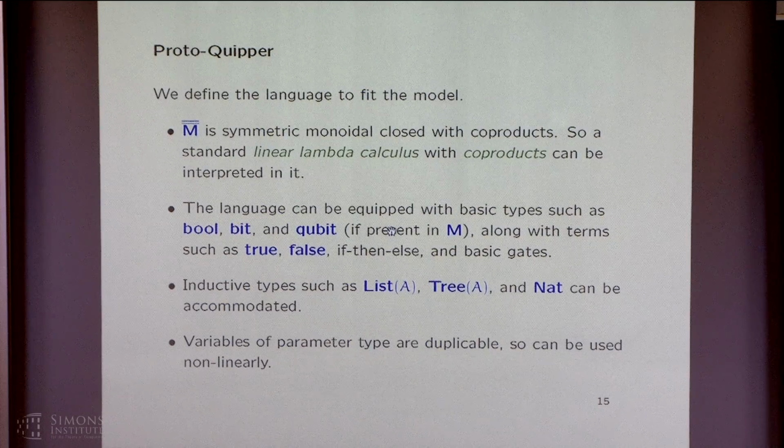So now we have, okay, it's monoidal closed, so we can interpret a standard linear lambda calculus in it with coproducts also. We can have base types like bit, qubit, bool. We have inductive types, and the variables that happen to be of parameter type, of type bang A, can also be duplicated. So even though you have a linear lambda calculus, it's an ordinary lambda calculus for those.